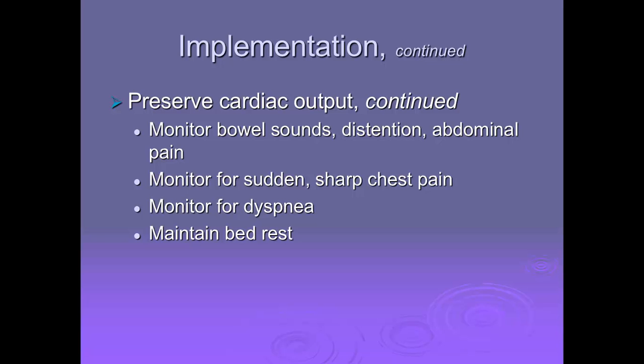Preserving cardiac output continued. You want to monitor bowel sounds and abdominal distension, as well as abdominal pain. They are at risk for paralytic ileus. You want to monitor for sudden sharp chest pain. Monitor for dyspnea, cyanosis, anxiety, restlessness. They are at risk for PEs, and that is related to hemoconcentration and increased platelet aggregation. You want to maintain bed rest and provide a quiet, calm environment.